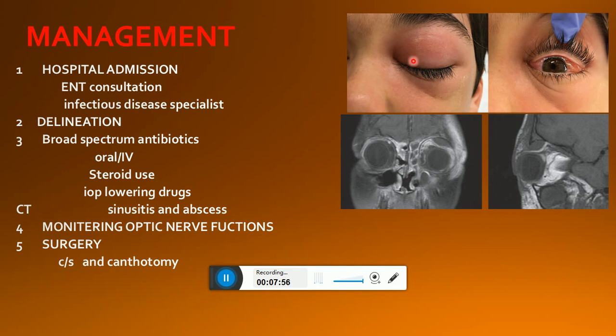The neoplastic DDs are rapidly progressive retinoblastoma, lacrimal gland tumor, other neoplasms such as metastatic lesion with inflammation, lymphoma, Waldenstrom macroglobulinemia, rhabdomyosarcoma, leukemia, lymphangioma, neuroblastoma in children. The endocrine DD is thyroid eye disease of rapid onset.